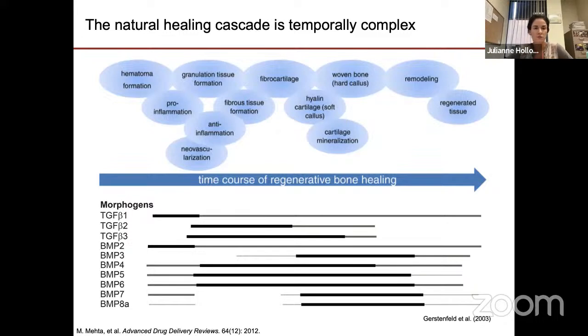And at each of these different stages, different biomolecules are being turned on, off, and on again, sometimes in this cyclical manner. So the ability to turn biomolecules on and off and study when they should be presented during regeneration is really critical in order to improve our current tissue engineering approaches.